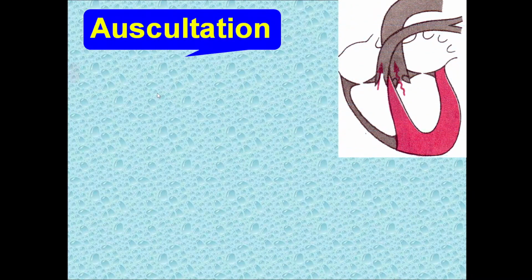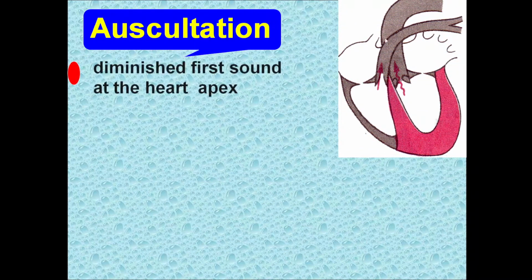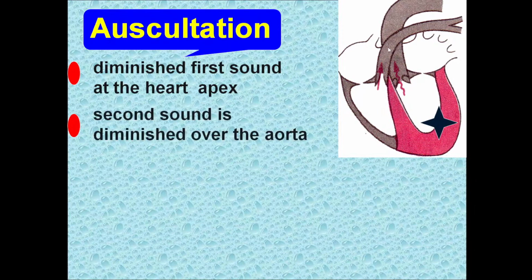On auscultation, the main picture will be over the aorta. But we remember the order of auscultation: apex, aorta, pulmonary trunk, xiphoid process. And when we auscultate the heart apex, we reveal a diminished first sound due to decreased muscular component because of the hypertrophied left ventricle. The second sound over the aorta is also diminished because of decreased heart stroke volume and systolic blood pressure.